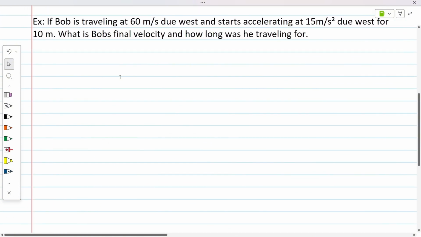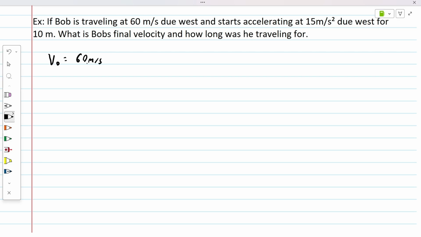Alright, so we have Bob is traveling at 60 meters per second due west and starts accelerating at 15 meters per second squared due west for 10 meters. What is Bob's final velocity and how long is he traveling for? Alright, so first thing I always recommend is start by listing out what we're given here. So we know he initially is traveling at 60 meters per second due west, so that's the velocity initial is 60 meters per second.